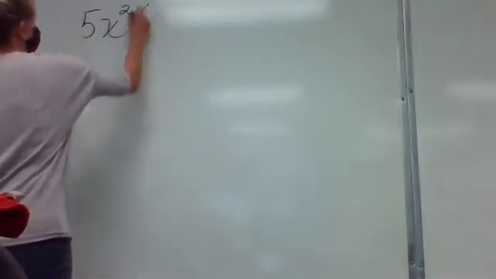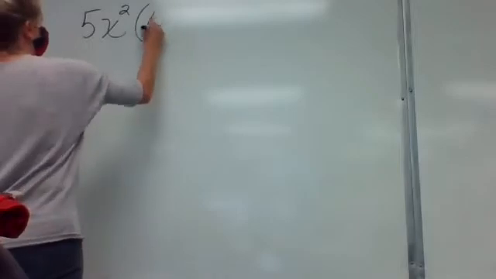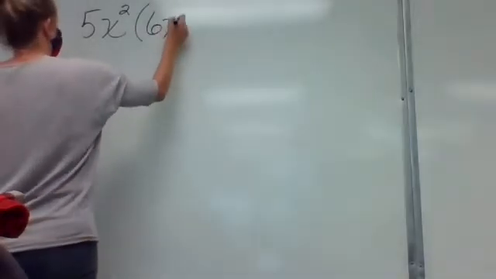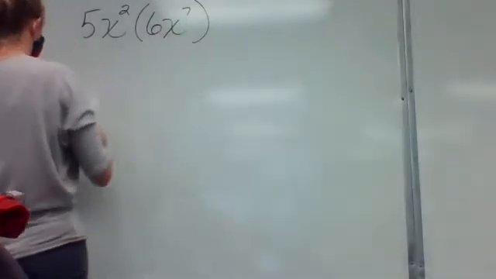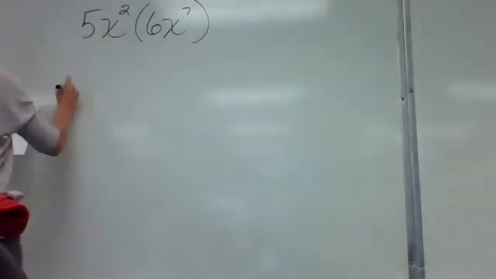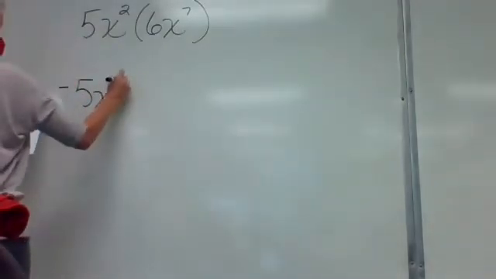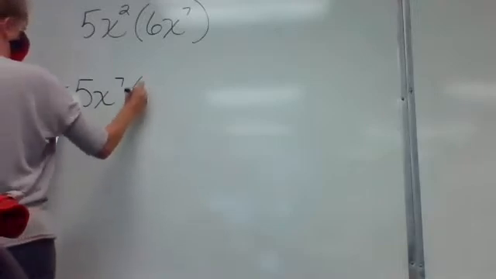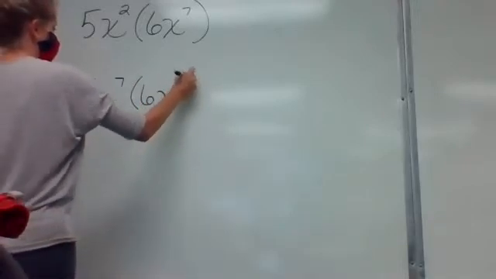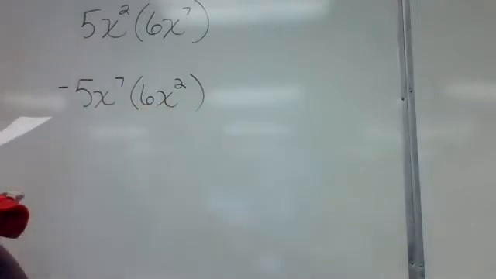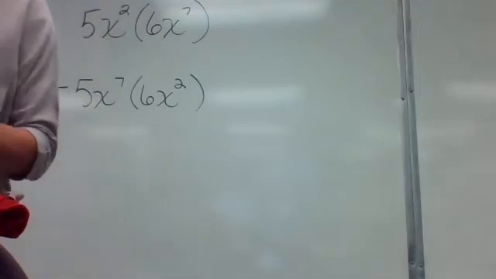I'm going to write out the 4 different things on number 1. We have 5x squared times 6x to the 7th, and negative 5x to the 7th times 6x squared. So let's do these two first.